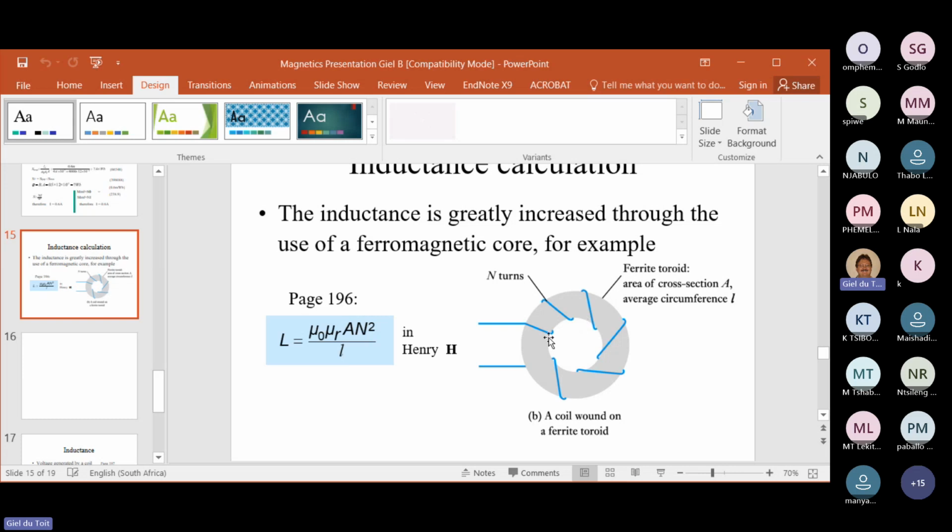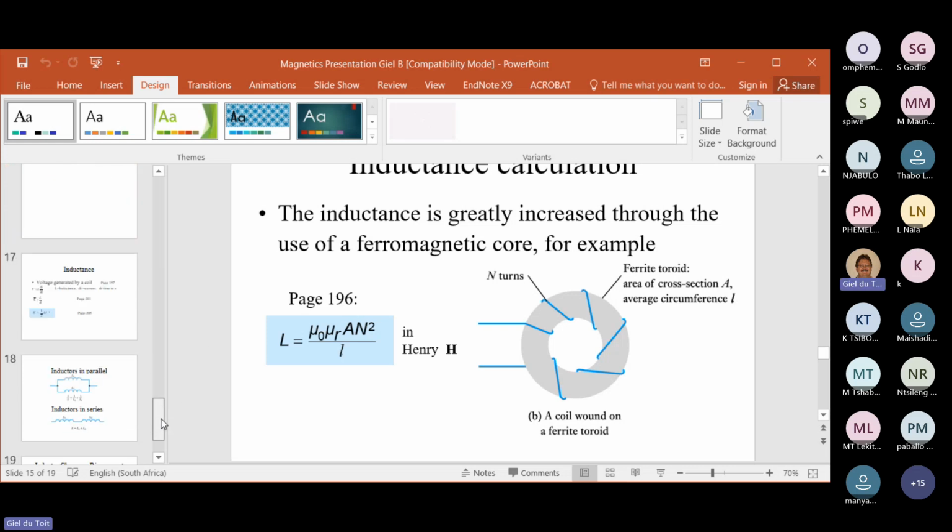We don't take the inner circumference. We don't take the outer circumference. We calculate the average circumference. You do that by taking the outer circumference plus the inner circumference, divide by 2. That will give you the average circumference.